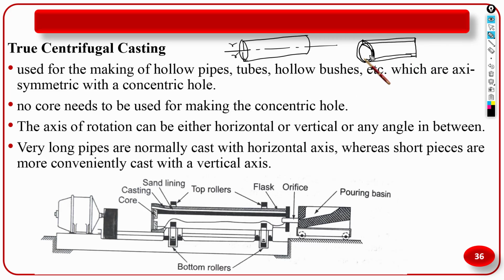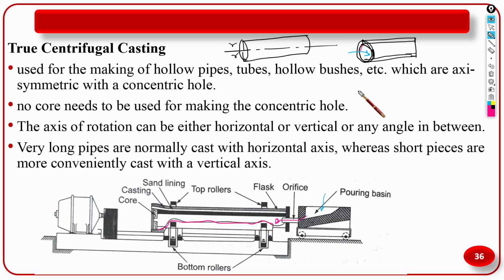Okay, now inside this, molten metal is put. Here you see, this is a pouring basin, and molten metal is poured inside. Because this is rotated at a certain speed, the molten metal will stick around this surface and then get solidified. Are you getting it? Then you will get a pipe.